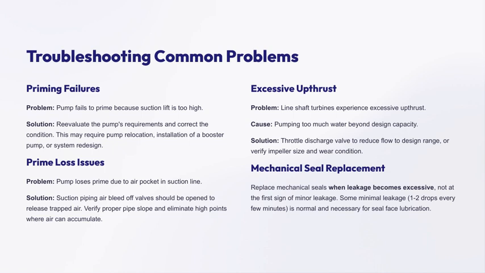Finally, on mechanical seal replacement. It's important to remember that seals should only be replaced when leakage becomes excessive. Some minor leakage, say 1 or 2 drops every few minutes, is actually normal and helps lubricate the seal faces. Replacing seals prematurely can cause unnecessary downtime and expense. Only replace them when the leakage is significant enough to affect operation or safety. By understanding these common problems and their solutions, we can keep the pump system running smoothly and efficiently, which is key to the overall success of our operation.